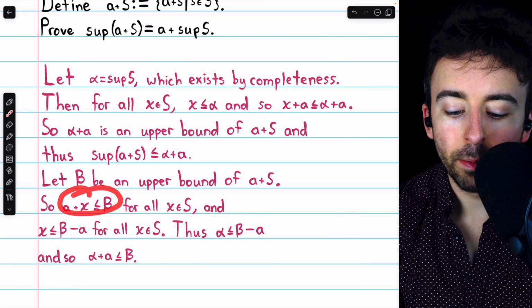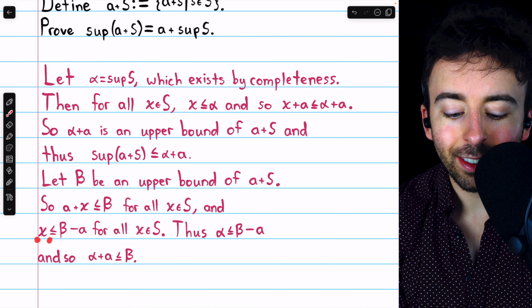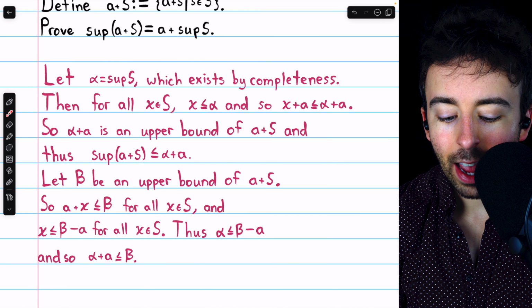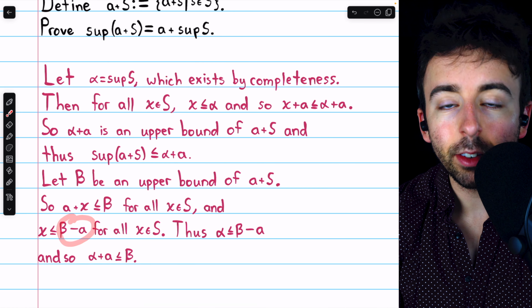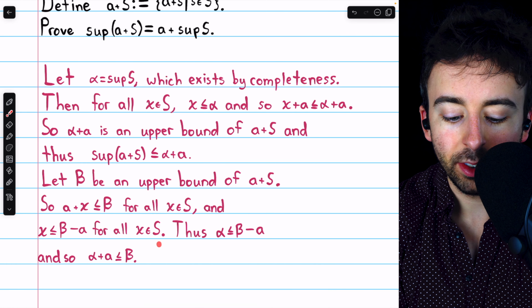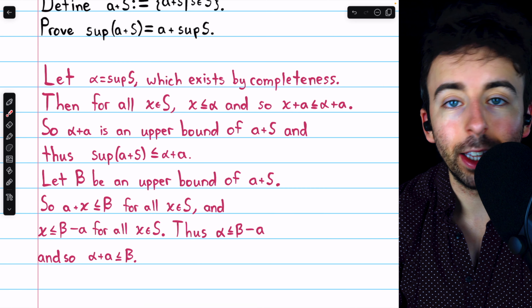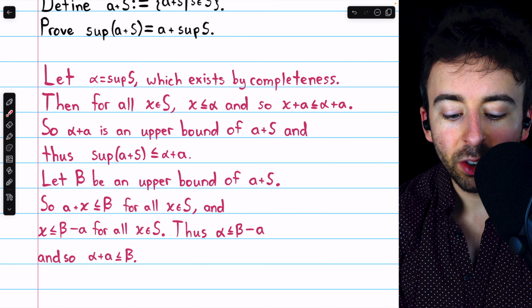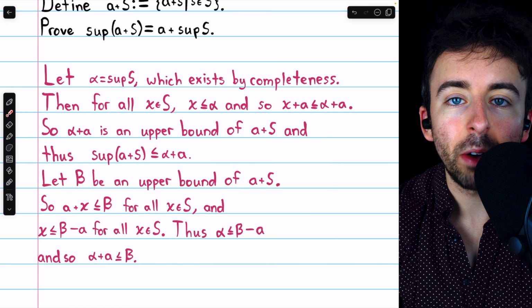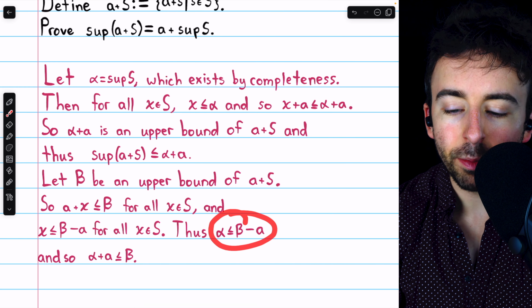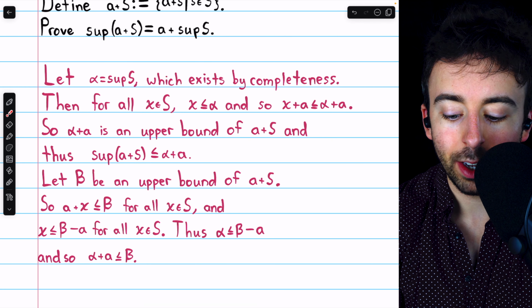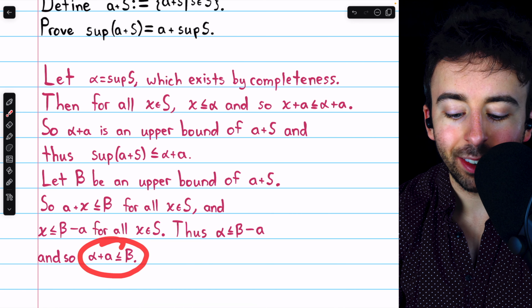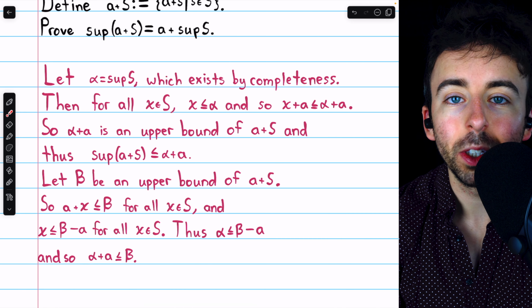Then, subtracting a on both sides, we have that x is less than or equal to beta minus a for all x in S. This means that beta minus a is in fact an upper bound of S, since it's greater than or equal to every element of S. Now, the supremum of S we said is alpha. So if beta minus a is an upper bound of S, it has to be at least as big as the supremum of S, which is alpha. So then, adding a to both sides, we have that alpha plus a is less than or equal to beta.